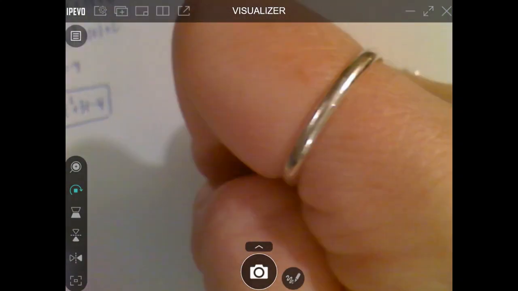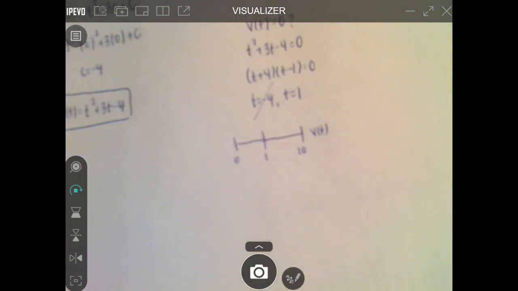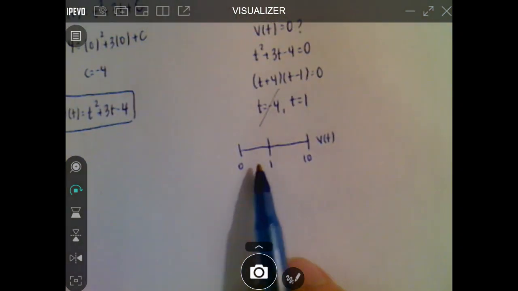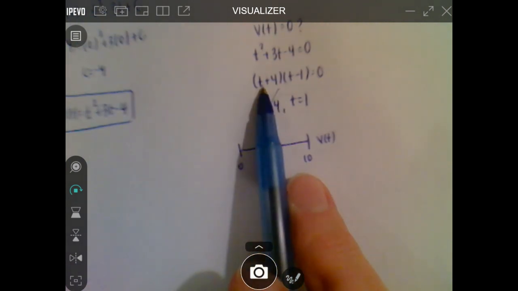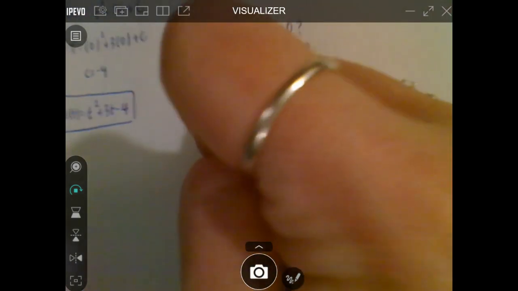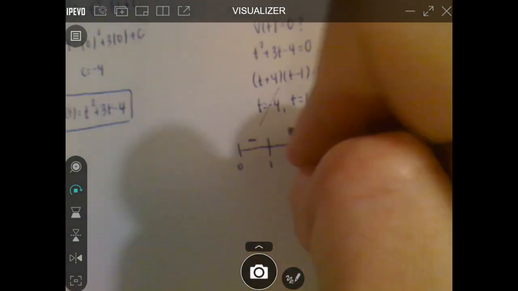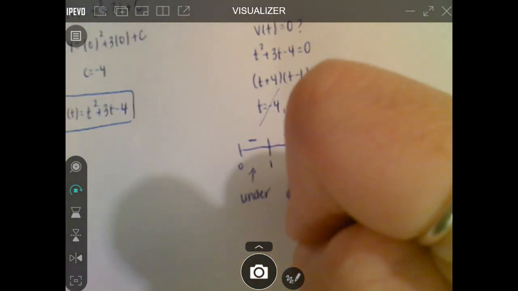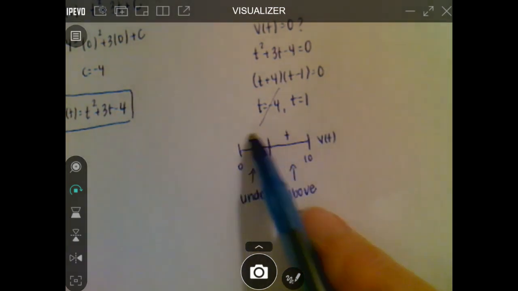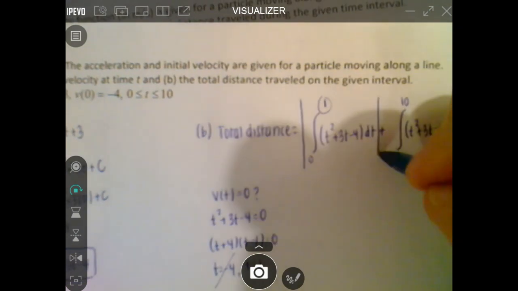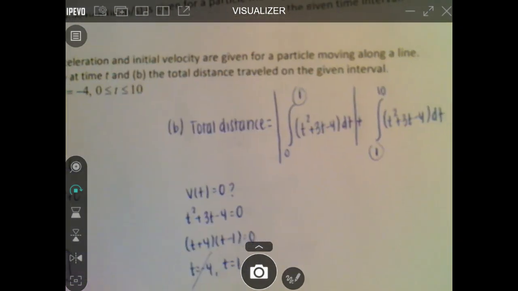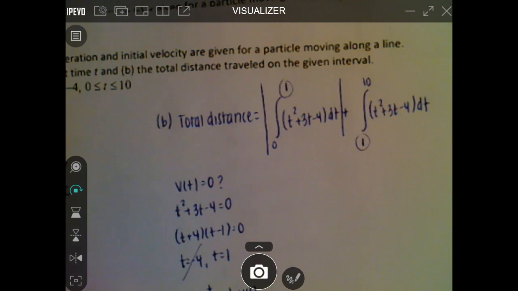So I'm going to make myself a little sign chart here for v of t from 0 to 10. The value that I'm worried about is 1. So if I fill in, let's see, 1/2. 1/2 plus 4 is positive. 1/2 minus 1 is negative. If I fill in a 2, 2 plus 4 is positive. 2 minus 1 is still positive. So here, the 0 to 1 is the one that's under. The 1 to 10 is the one that's above. So this is going to be the integral that I'm, again, putting into absolute values. So my total distance is going to be the absolute value of the integral from 0 to 1 plus the integral from 1 to 10.